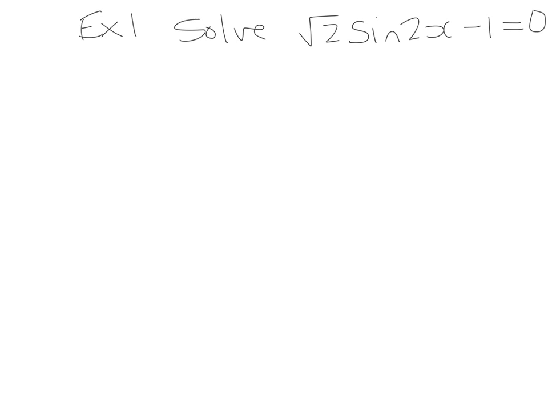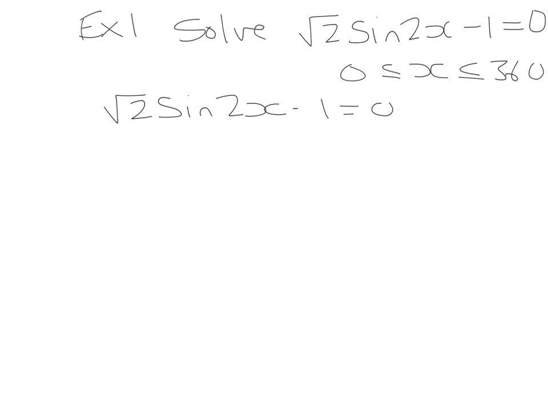Example 1. Solve the square root of 2 sine 2x minus 1 equal to 0, between 0 and 360 degrees. So we're working in degree mode again here. Right, so root 2 sine 2x minus 1 equal to 0. We'll rearrange and we end up with sine 2x equal to 1 over root 2.